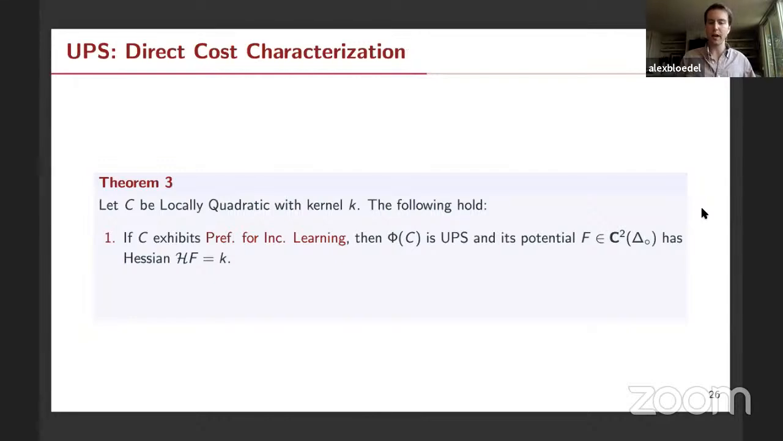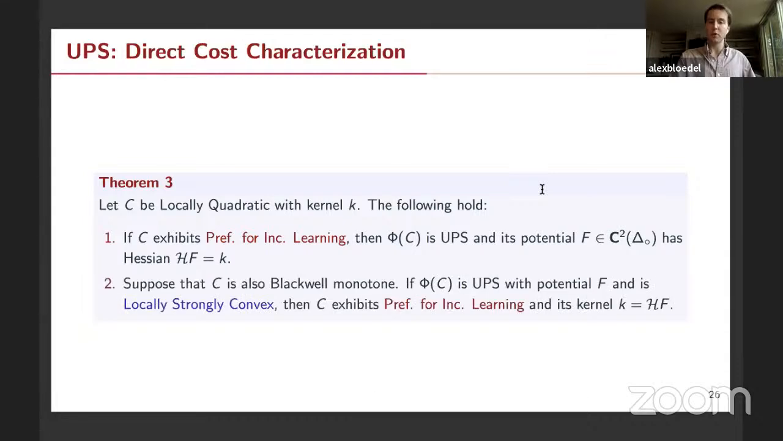So here's the theorem again, a little bit more formally. Let the direct cost be locally quadratic with kernel k. Then first of all, if the direct cost exhibits preference for incremental learning, then its indirect cost is UPS, and the potential function for the indirect cost has as its Hessian the kernel of the underlying indirect cost, or sorry, of the underlying direct cost.